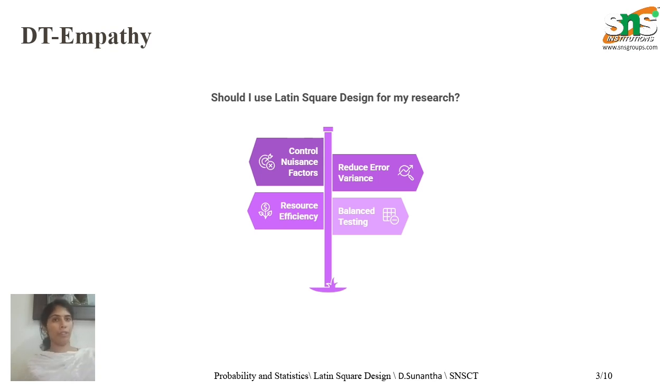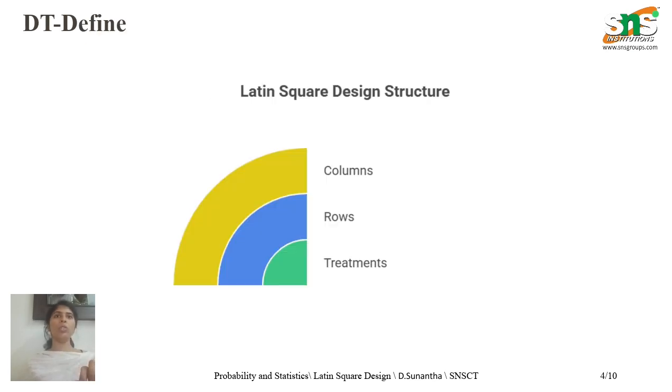Next is the define part. Latin square design is an experimental design used to control variability in two directions simultaneously. Here the number of rows will be equal to the number of columns. Sudoku is one application of Latin square, so we will have 3 by 3, 4 by 4 or 5 by 5 squares. Each treatment appears only once in every column and row.